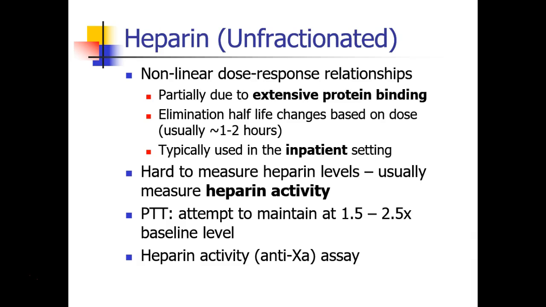Heparin levels are hard to measure, and classically we've measured heparin activity. This was first done by measuring the PTT and attempting to maintain it at a level of about 1.5 to 2.5 times the patient's baseline. Nowadays, we've moved away from this, and most patients who are on heparin are monitored with an anti-factor 10A assay, which is a heparin activity assay.